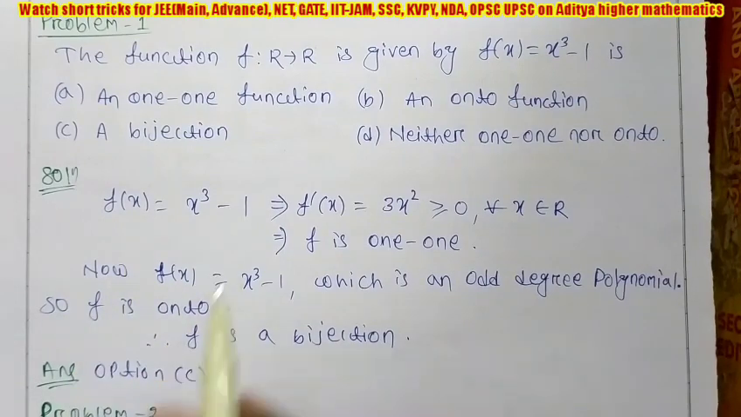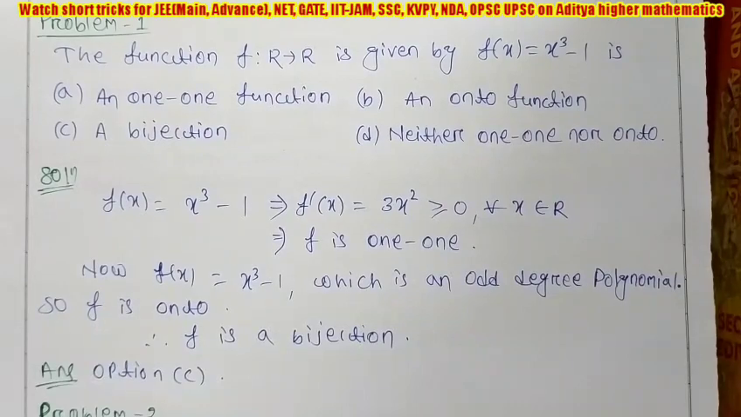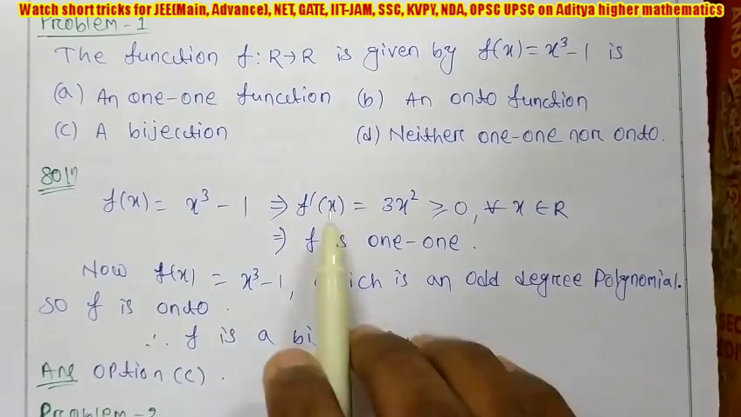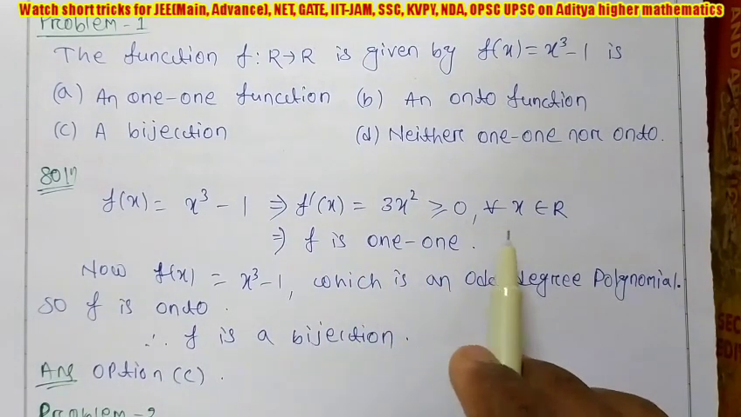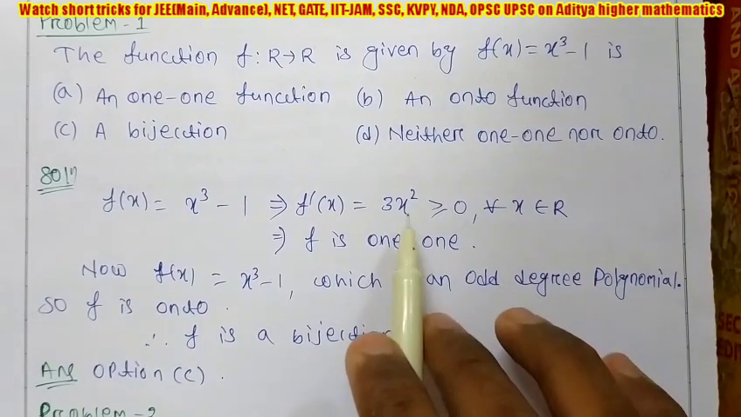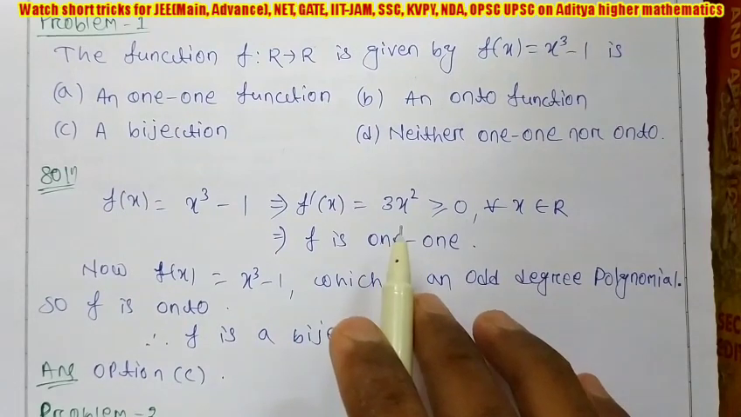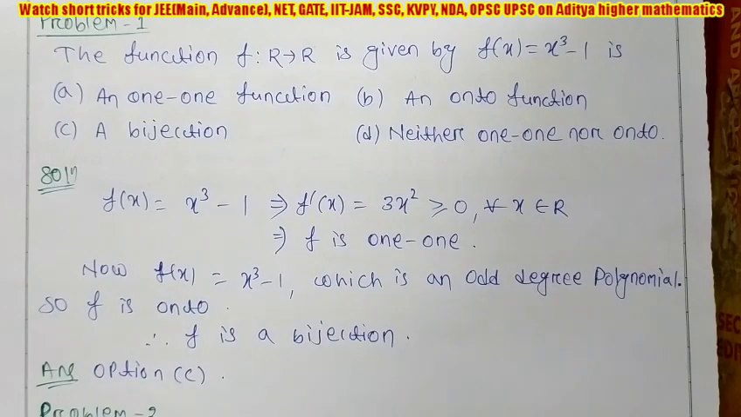Here f(x) is x cube minus 1. The shortcut method for injective or 1-to-1 is you have to find its derivative. If its derivative is either greater than 0 or less than 0, then the function is 1-to-1. Since f dash x we are getting 3x square, and you know that it is always greater than or equal to 0 whatever x you take, because square means always you will get 0 or positive. That means f is 1-to-1. So this is a short trick for 1-to-1.